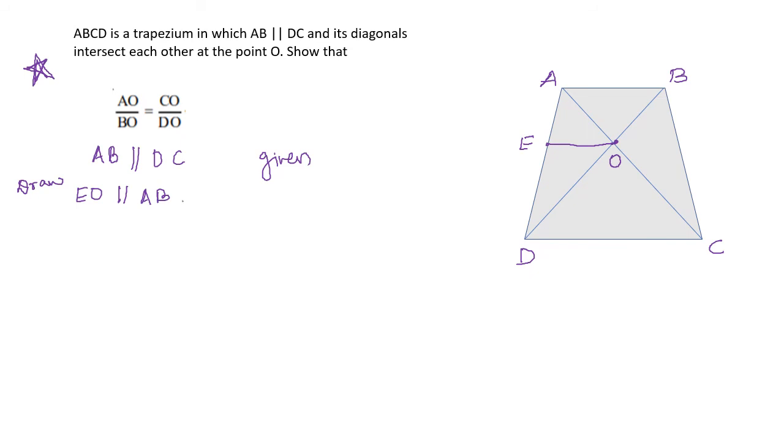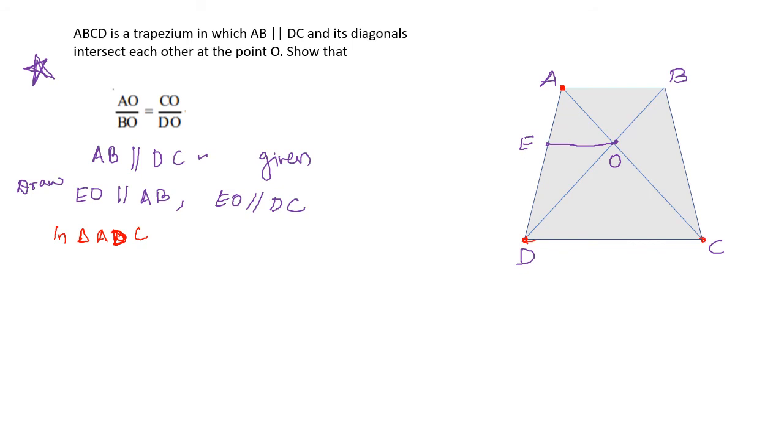Now if I consider EO parallel to AB, then EO is parallel to DC also. Why? Because it is already given AB is parallel to DC. Now what am I going to do? Now let us consider this triangle. I've just made one construction of E here. Now I'm going to consider the triangle. First let me consider the triangle ADC. In triangle ADC, not ABC, it is ADC.